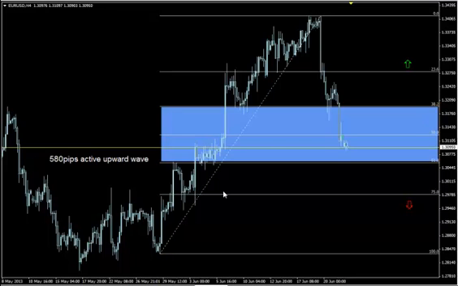So this is it. I believe this is going to be a very profitable ride because of the magnitude of the last active wave. So thanks for watching and happy pips.